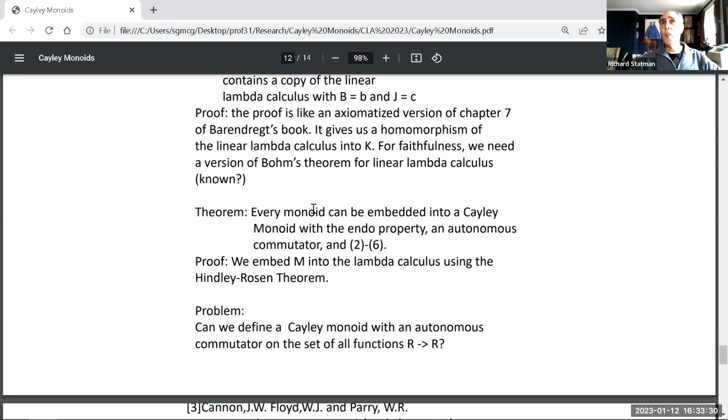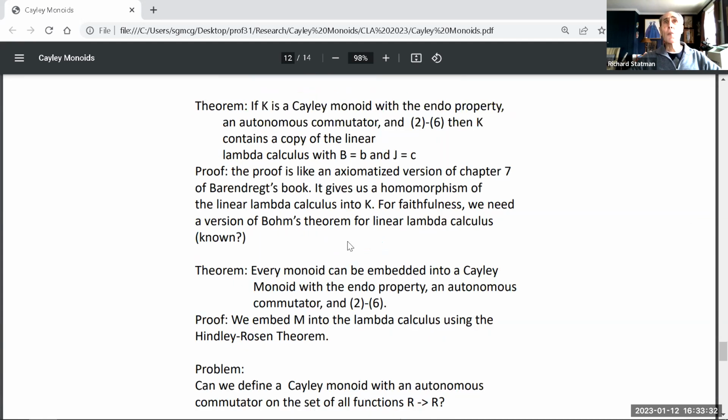I don't know what happens if you try to add, for example, if you had a Cayley monoid looking like this, the combinator M, where M is lambda x, x applied to x. I don't know what happens there. You certainly can have such an extension, but it may not be preserved.